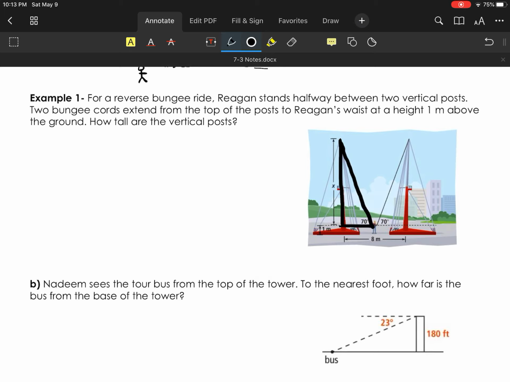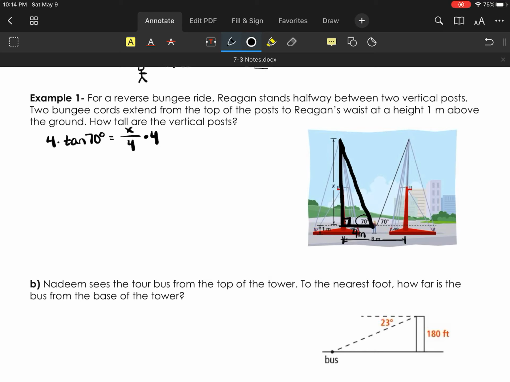Here's the line here, and then here's the horizontal line along the bottom. We know she's halfway between those two places. If this whole distance is 8 meters, that means this part has to be 4 meters. We are trying to find x. So I'm just going to set up a trig function. If I'm looking at 70 degrees over here, and I want to relate those two sides, if this is my right angle, well, I have my opposite and adjacent side, so that would be tangent. So I'm going to say tangent of 70 degrees equals x over 4.